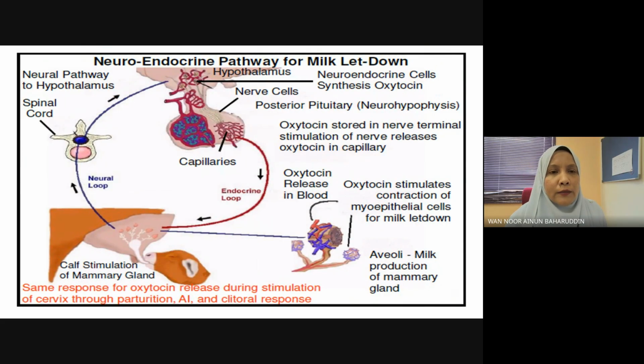Okay, these are the one neuroendocrine pathway for milk letdown. We do have all of those nerves here.